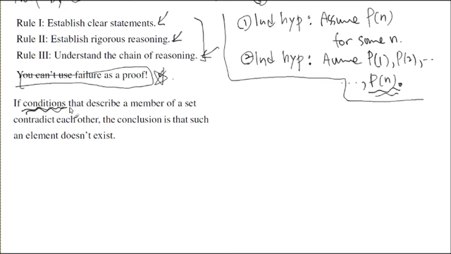We use these conditions. If these conditions collide with each other, contradict each other, then our conclusion is that the element doesn't exist in mathematics. Makes sense, right? You write down condition 1 and condition 2, condition 3, you realize that they're contradicting each other, then you conclude that there's no such element. So that's what we're going to end up using.